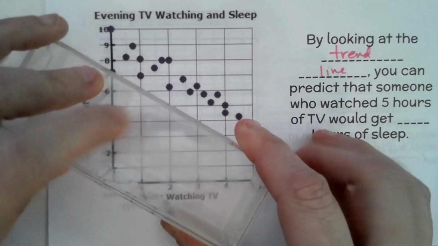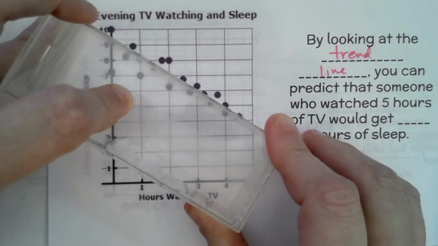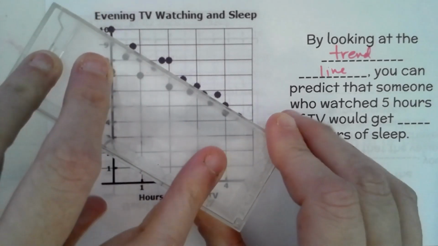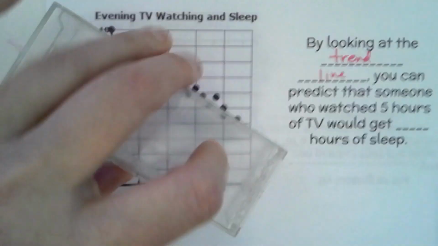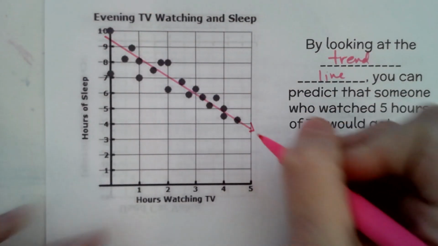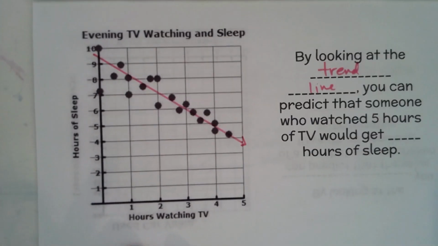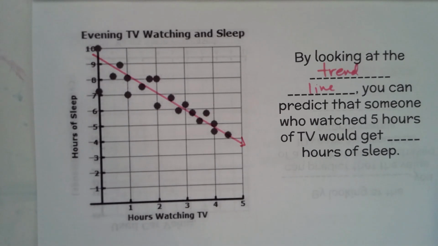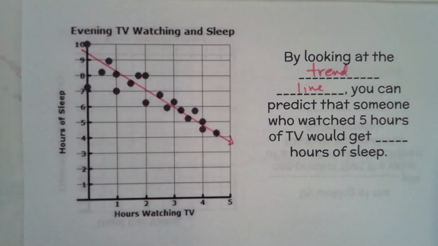So now what I'm going to do is, not changing the slope at all, slide it up so that it looks like it's going through the data. And then once I get it in there, I'm going to draw a line. Is this going to be perfect? No, I'm making my best guess. All right, so now it says by looking at the trend line, you can predict that someone who watched 5 hours of TV would get some number of hours of sleep.